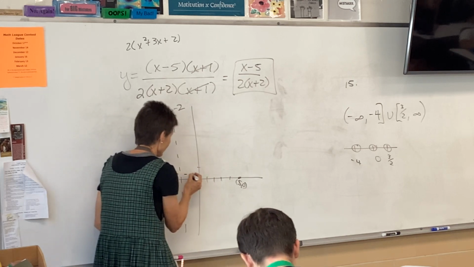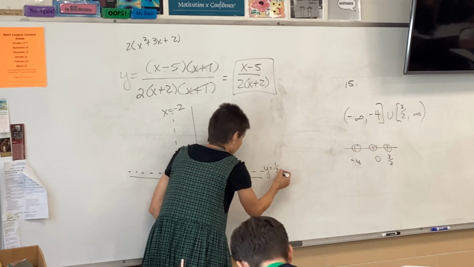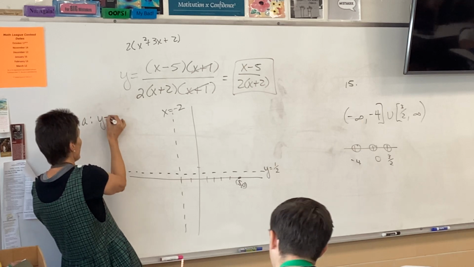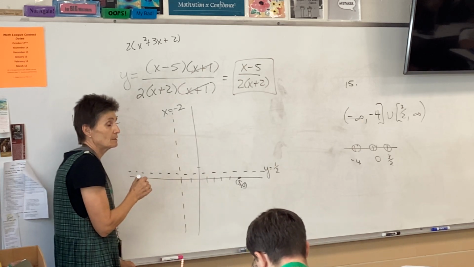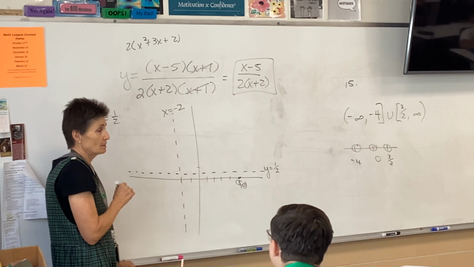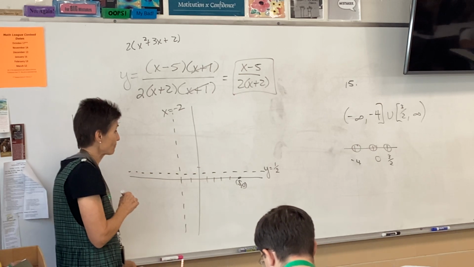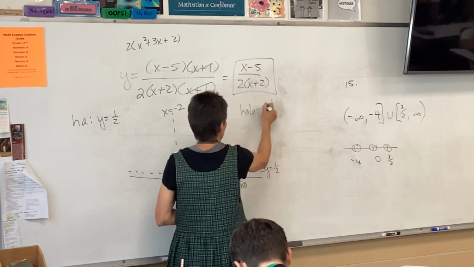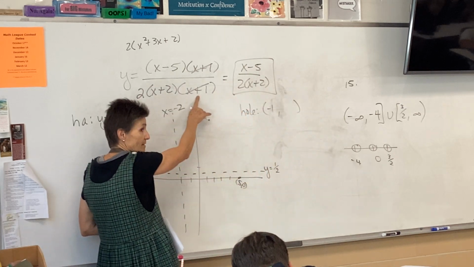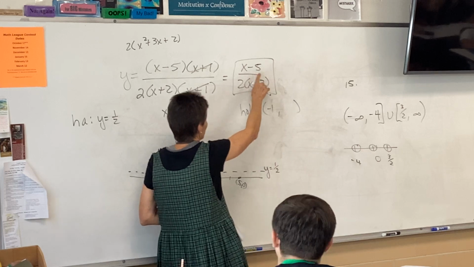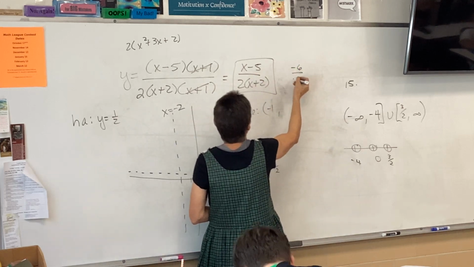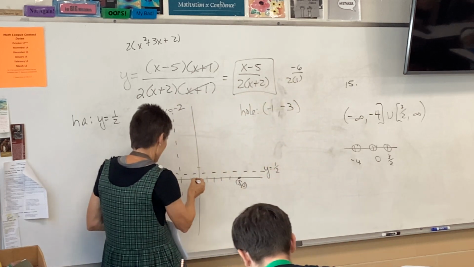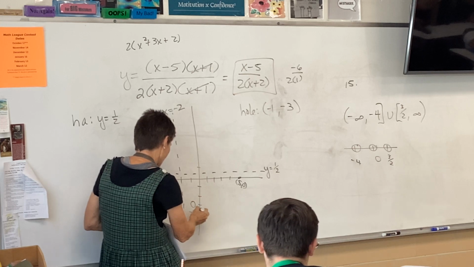Y equals 1/2? Again, I am drawing it in the picture. You can just make a list of it and say, okay, the horizontal asymptote is y equals 1/2. Don't ever put 1/2. It's y equals 1/2. A hole, do I have one? Yes, and where would it be? Where x is -1. Then I'm gonna plug it in and I will get -3. So -1, -3, I have a hole.